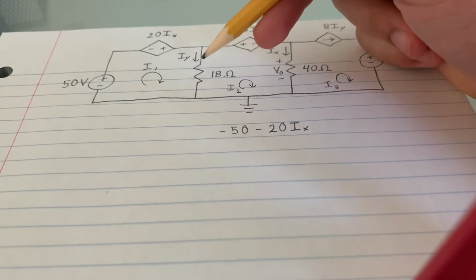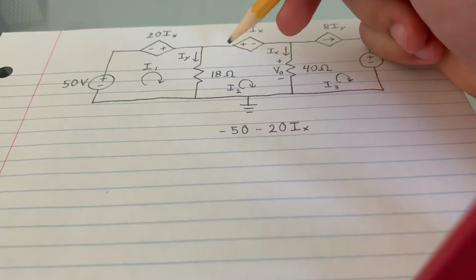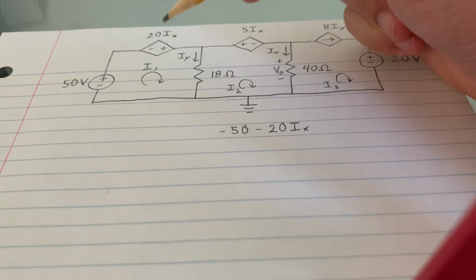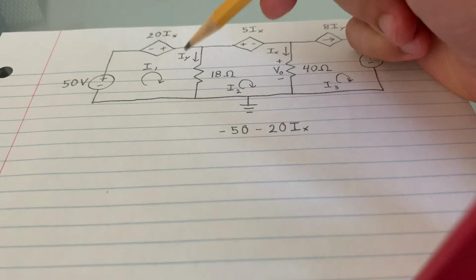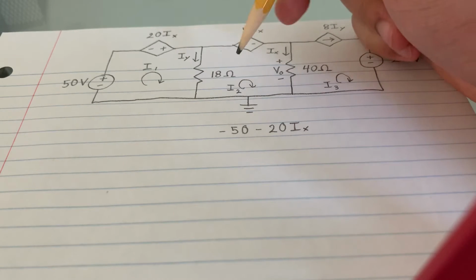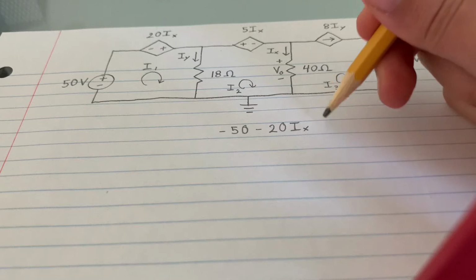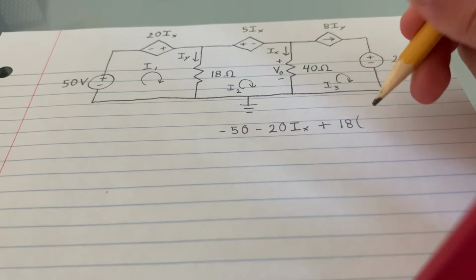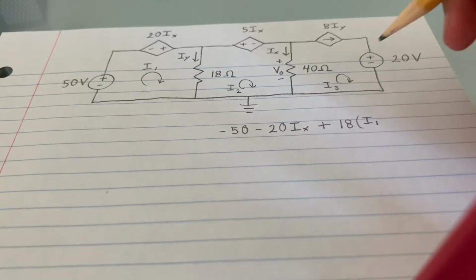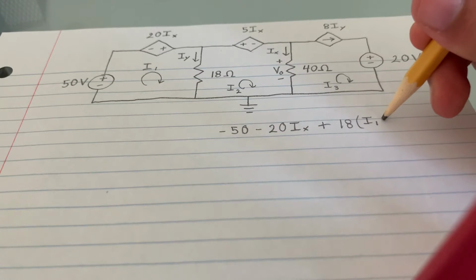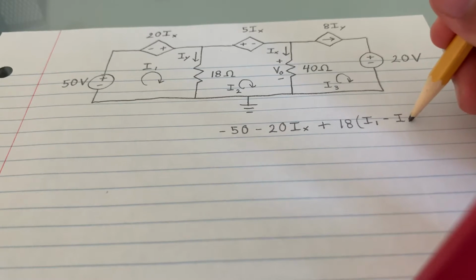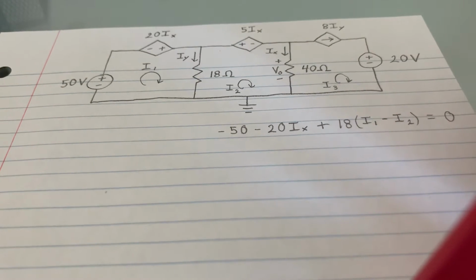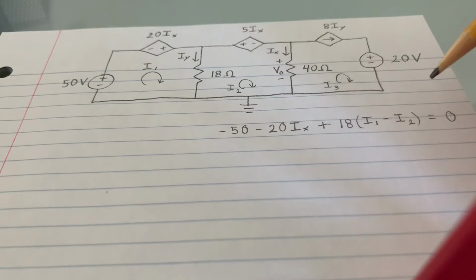Keep going. I've hit a resistor. Now, this resistor is shared between two loops. So instead of just I1, we also have to take into account I2, which is going in the opposite direction. So we're going to take the resistor value, 18, and multiply it by the current, I1. But because we have a current going in the opposite direction, I2, we're going to have to subtract I2. And then all of that is equal to 0. We have our first equation.